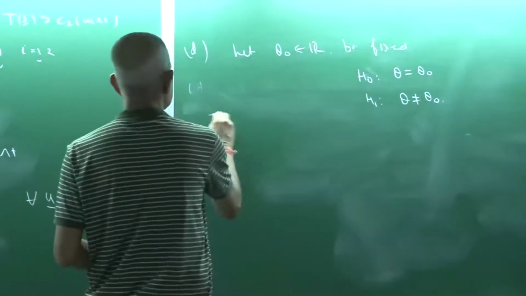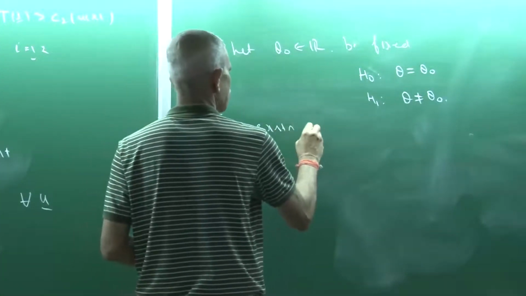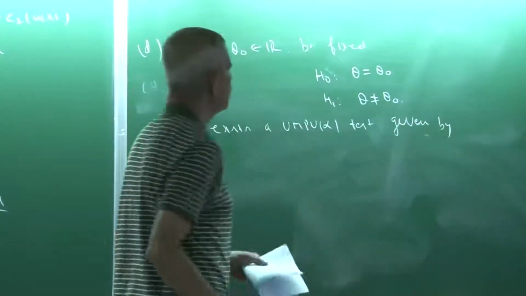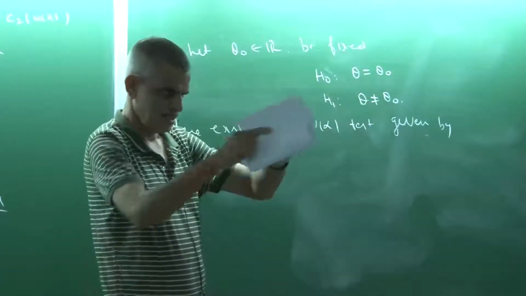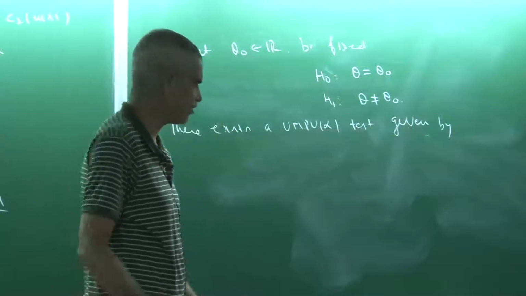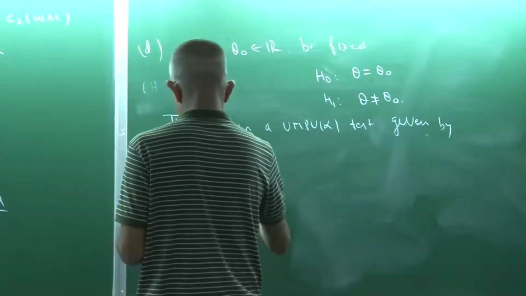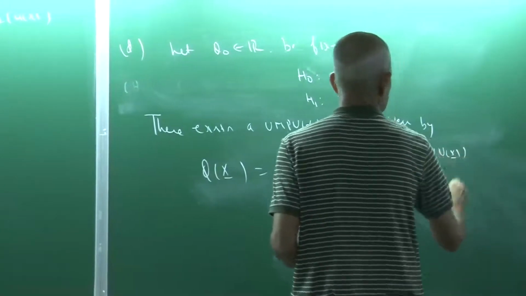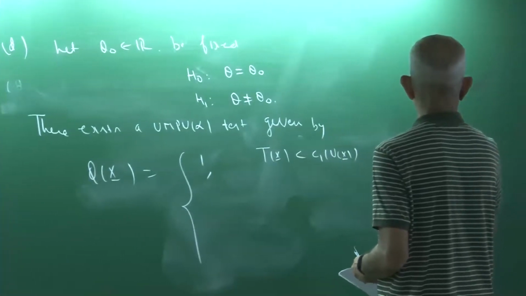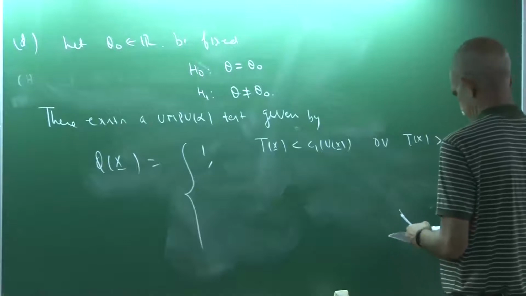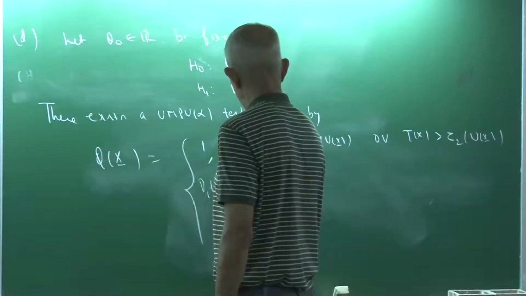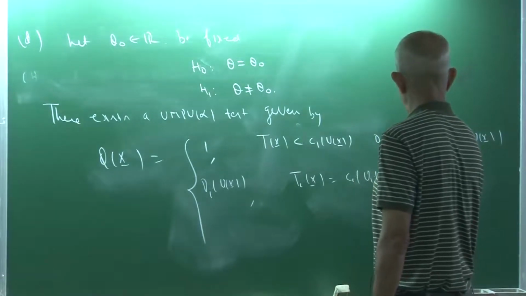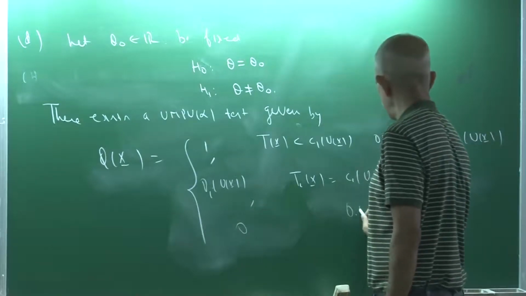So there exists a UMPU alpha test given by the following. Again over here, if theta is away from theta naught in either direction, you would reject H naught. So you would reject H naught, phi(x) is 1, if T(x) is less than C1 times U(x), or T(x) is greater than C2 times U(x). Gamma_i(U(x)) if T(x) is the same as C_i times U(x), and 0 otherwise.